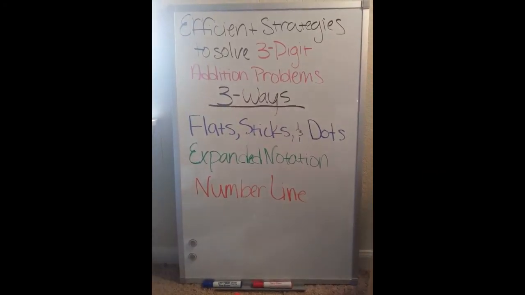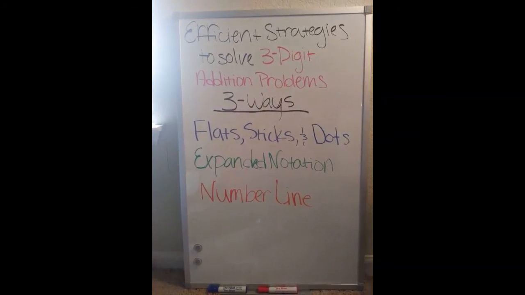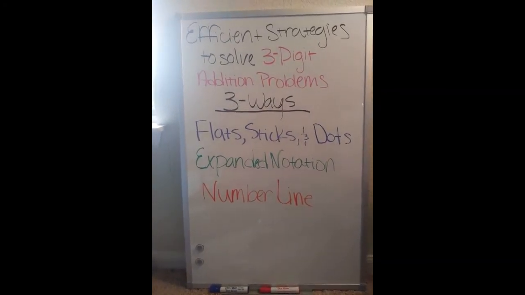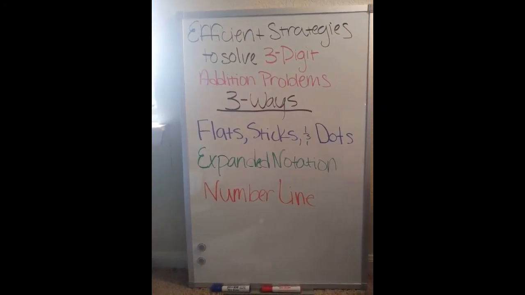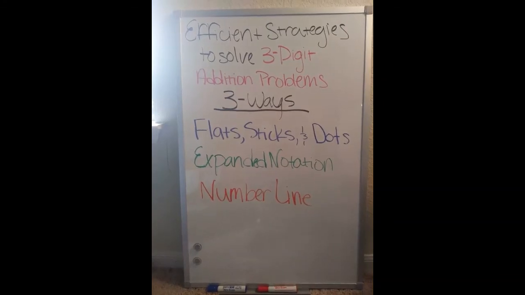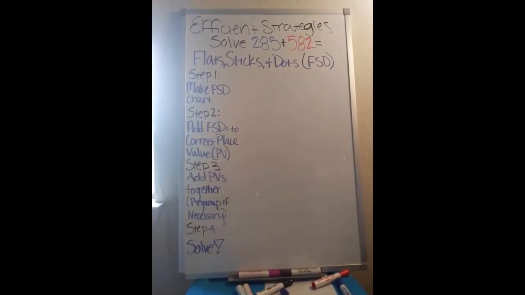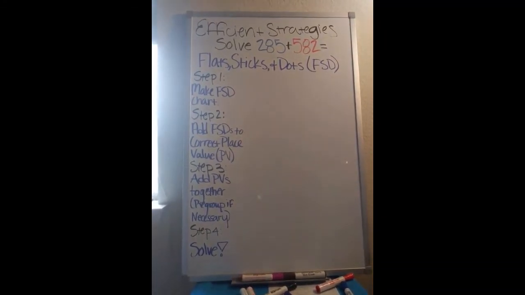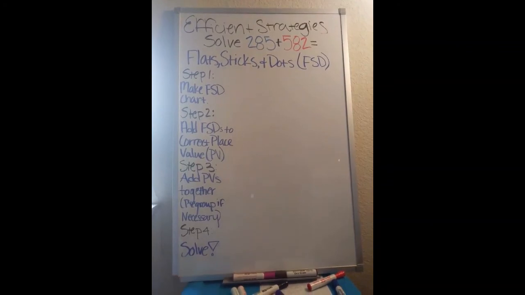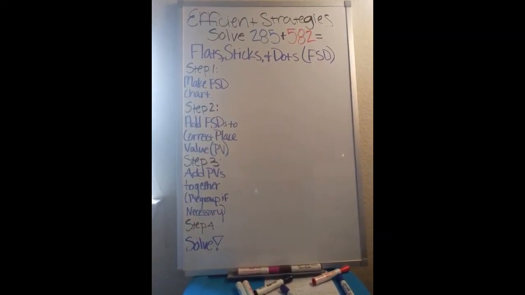Hello champions! Today we're going to be focusing on using our efficient strategies to solve 3-digit addition problems 3 ways, okay? We're going to be going over our flat sticks and dots again, our expanded notation, and our number line. The first strategy that we're going to use to solve our 3-digit addition problems is going to be flat sticks and dots, alright? We'll do this in 4 easy steps.